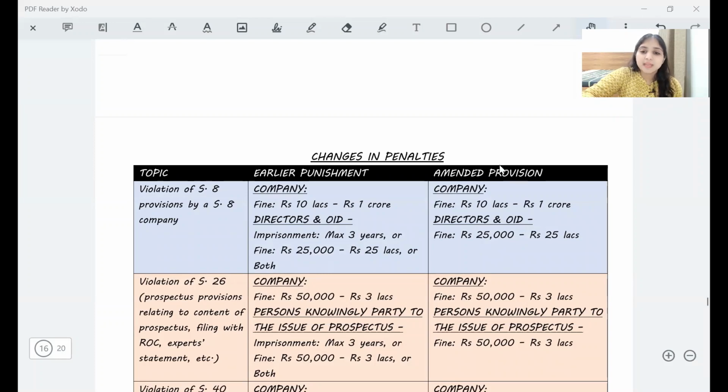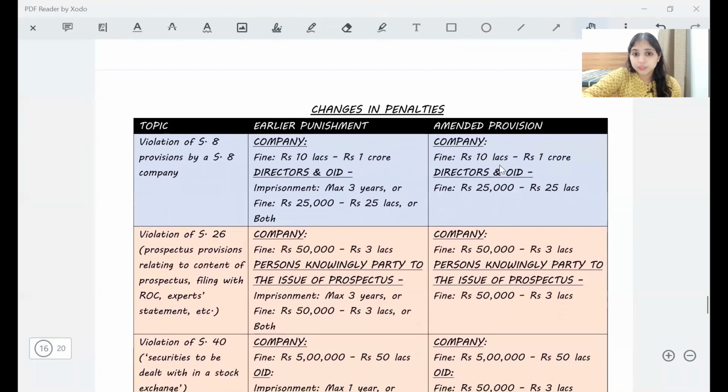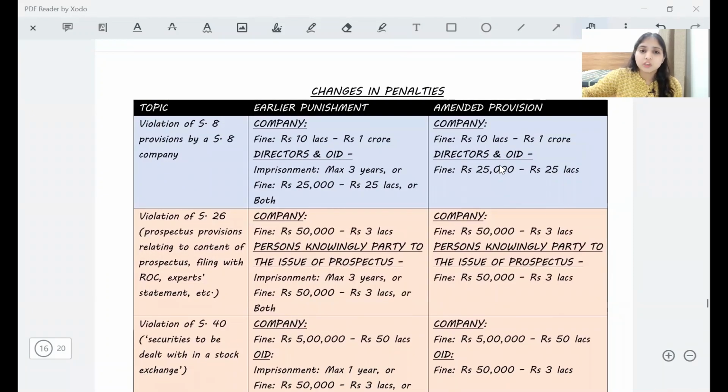Okay, so these penalties you'll have to sit and just go through them. At least the ones which are amended, I've put over here. You don't have to learn the earlier provision, just learn the amended provision. Right? So with this, we are done with our discussion on the amendments. I hope these amendment discussions gave you the required clarity. All right. Learn them up with a positive attitude.